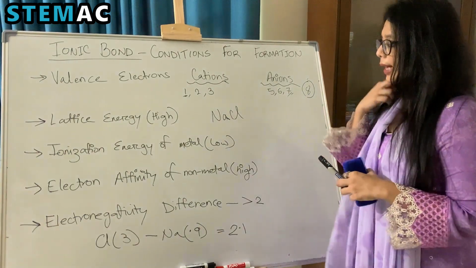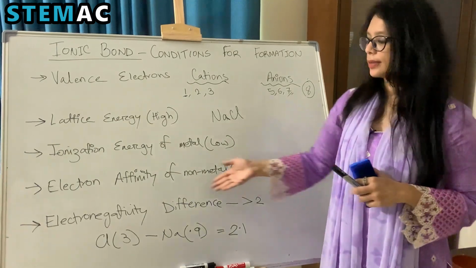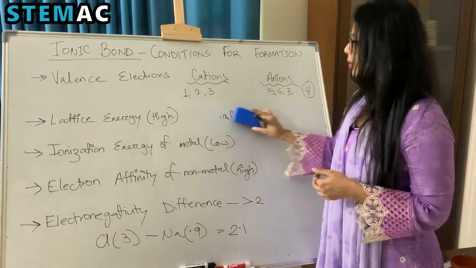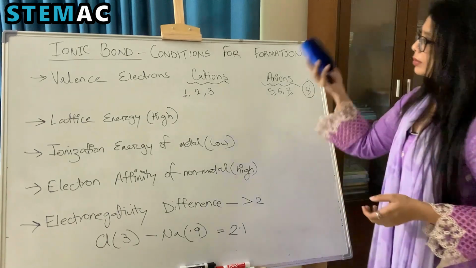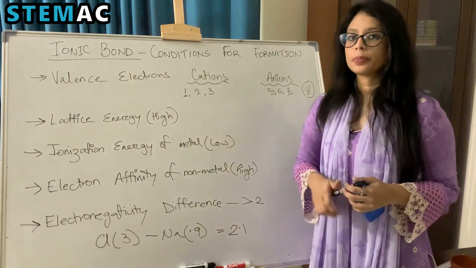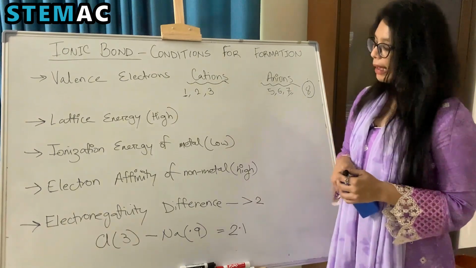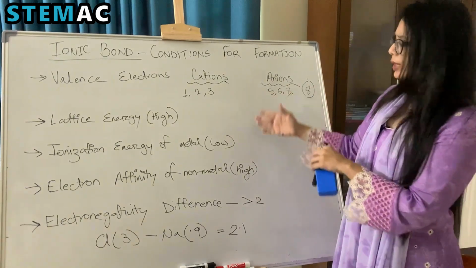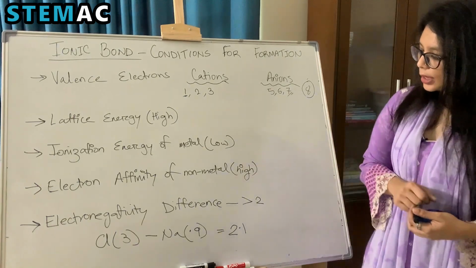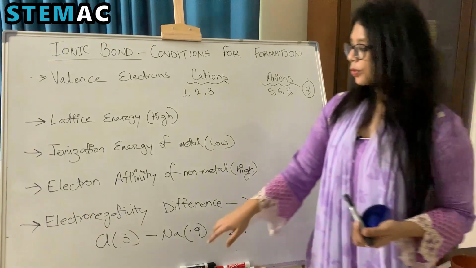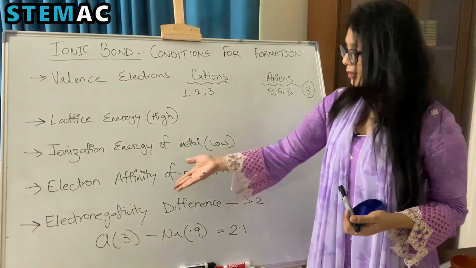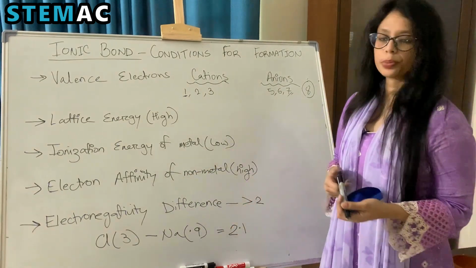Okay, and the last point is the electronegativity difference. For any elements forming the ionic bond, the difference of their electronegativity values should be more than 2. I'll be using the same example, that is sodium and chlorine. Here we know that chlorine has an electronegativity value of 3 and sodium has 0.9. So the electronegativity difference is 2.1.